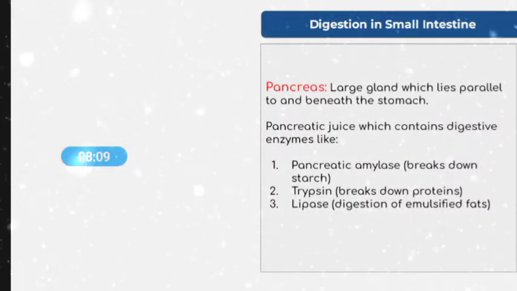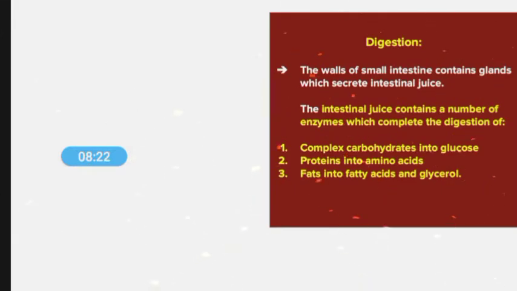Digestion in the small intestine. Pancreas, a large gland which lies parallel to and beneath the stomach. Pancreatic juice contains digestive enzymes like pancreatic amylase, trypsin, and lipase. The intestinal juice contains a number of enzymes which complete the digestion of complex carbohydrates into glucose, proteins into amino acids, and fats into fatty acids and glycerol.